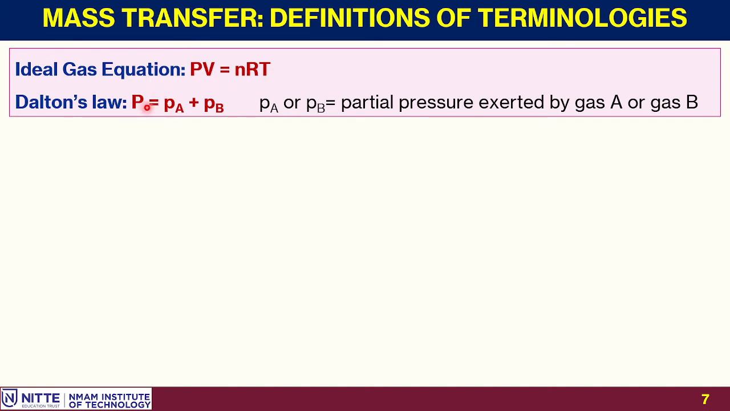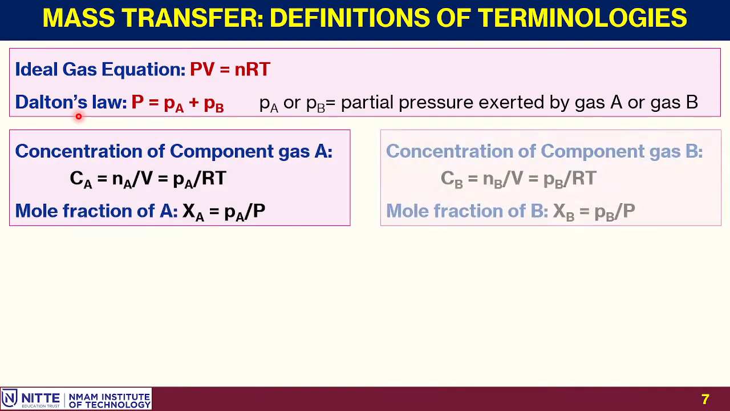The total pressure can be related to the partial pressure of components. If there are two components, A and B, with partial pressures PA and PB, when you sum them up for an ideal gas, it equals the total pressure, and that is called Dalton's law. The concentration of individual molecules A and B for a gaseous component can be written as the ratio of moles per volume.